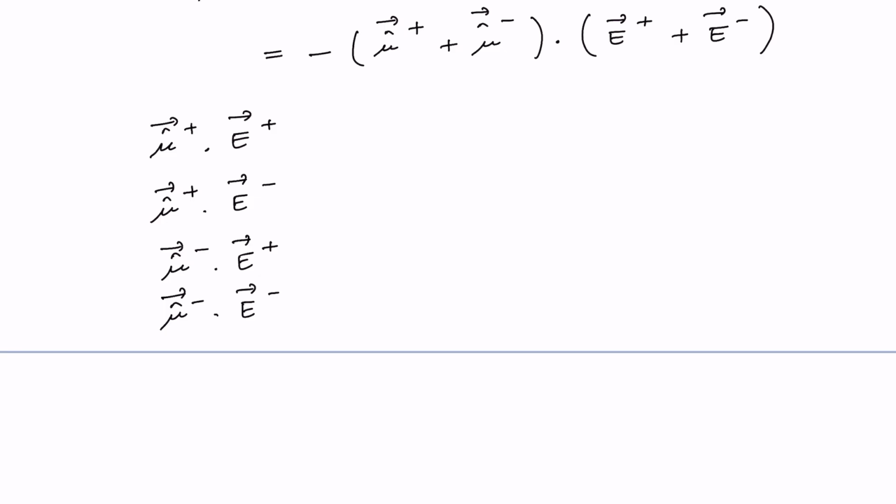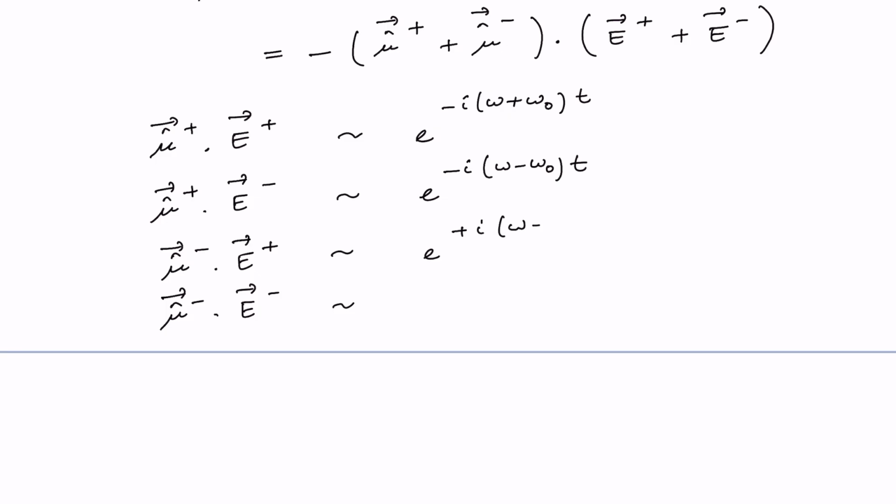Now if I look at the time-dependent part for all these combinations, you will see that mu plus E plus varies with time as e to the power minus i (omega plus omega 0) t, and mu plus E minus varies as e to the power minus i (omega minus omega 0) t. Mu minus E plus varies as plus i (omega minus omega 0) t, and the last one, mu minus E minus, varies as plus i (omega plus omega 0) t.